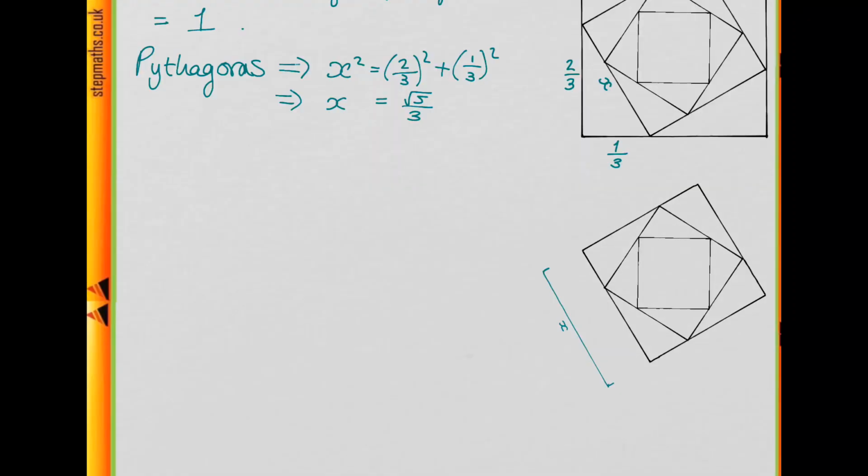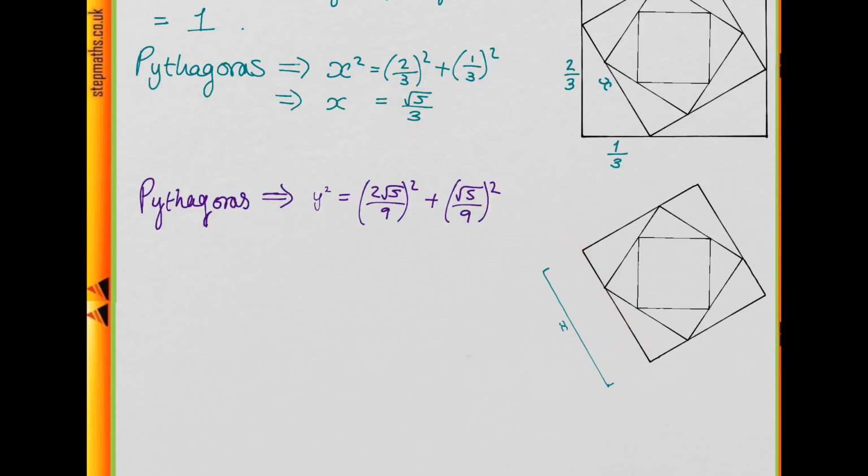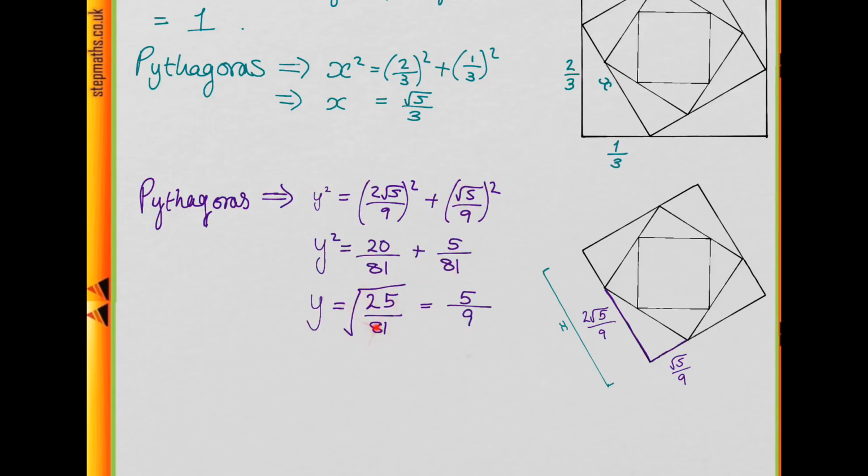Now we've gotten rid of the outside square, and we're just focusing on the three squares remaining. We worked out this side x, so this is x now. We're going to do the same thing again. We know that x is √5/3, and so we can use Pythagoras again, because this side is √5/3 times 2/3, and this side is √5/3 times 1/3, because of the 1/3 to 2/3 ratio. So we have that y squared, which is our new length, is equal to (2√5/9) squared plus (√5/9) squared. And when we work this out, we get that y is equal to the square root of 25/81, which is 5/9.